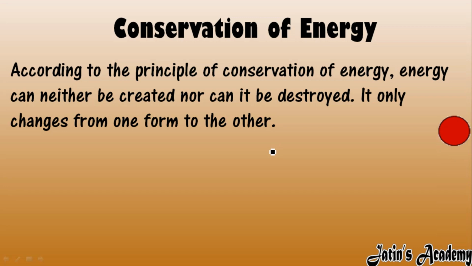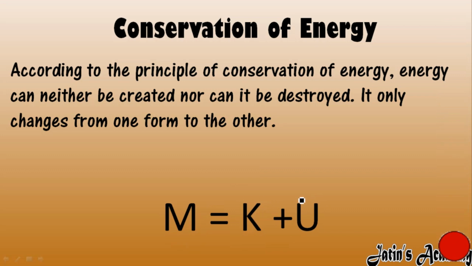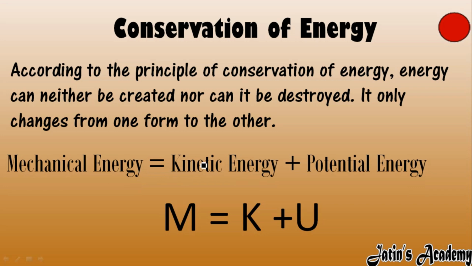If I'm talking about mechanical energy, for example, mechanical energy is the sum of kinetic energy plus potential energy. Here M represents mechanical energy, K represents kinetic energy and U represents potential energy. So mechanical energy is the sum of kinetic energy plus potential energy. It means that kinetic energy and potential energy are interconvertible. Means potential energy is converted into kinetic energy and sometimes kinetic energy is converted into potential energy.